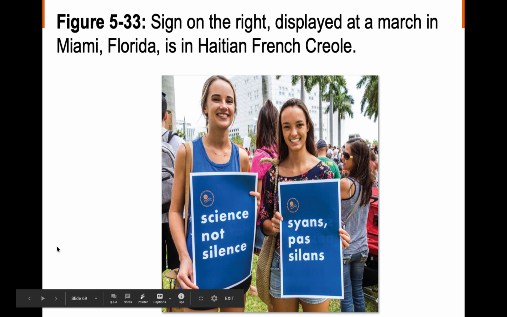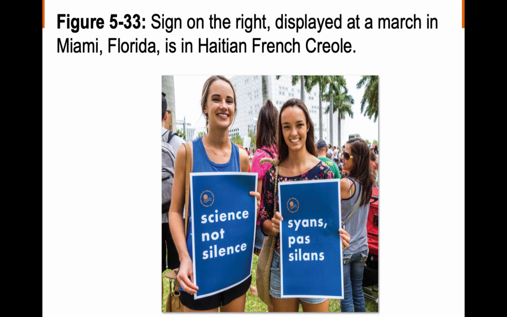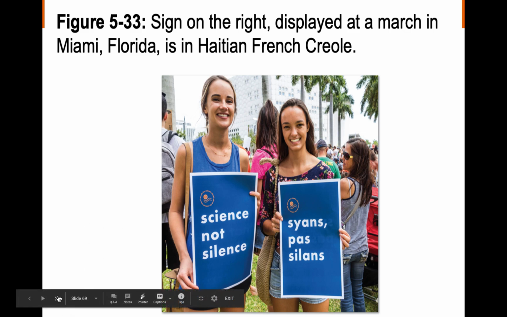Here we're looking at a sign on the right. It displays at a march in Miami, Florida, in Haitian Creole. So again, we see the use of different languages, well, the use of a Creole language, which we'll talk about shortly.